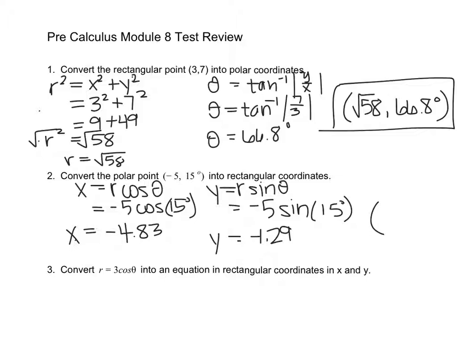And when you graph the polar point, you do end up in quadrant 3 because we travel a positive 15 degrees, then we go in the opposite direction, a distance of 5. So (-4.83, -1.29) in the third quadrant is our rectangular point.